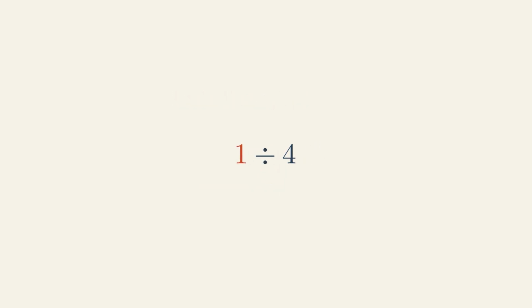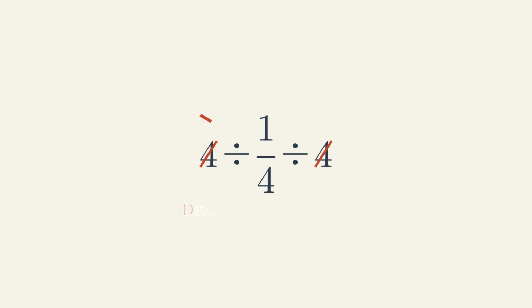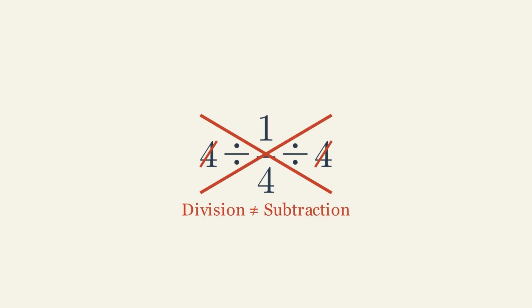So they rewrite the problem as 1 divided by 4. And 1 divided by 4 is 1/4, or 0.25. If they do the math slightly differently, they might even get 1/16. But unfortunately, this logic is completely upside down. Division is not subtraction. You cannot just cancel numbers out because they look similar.